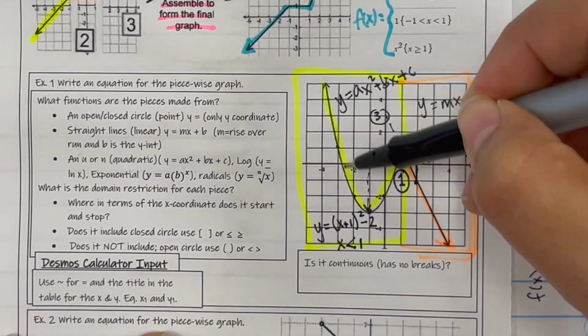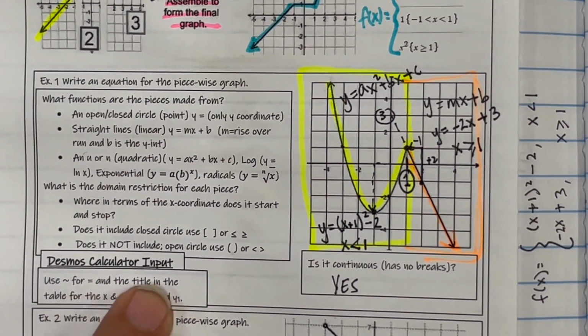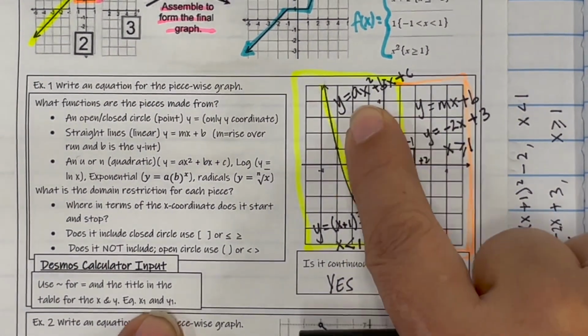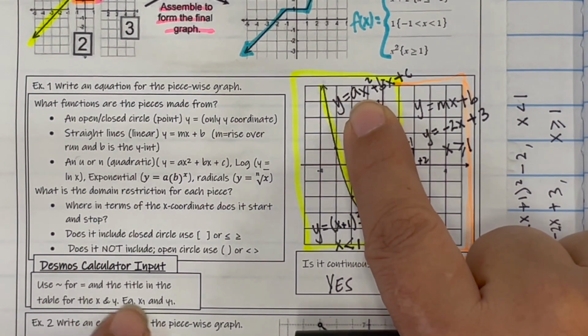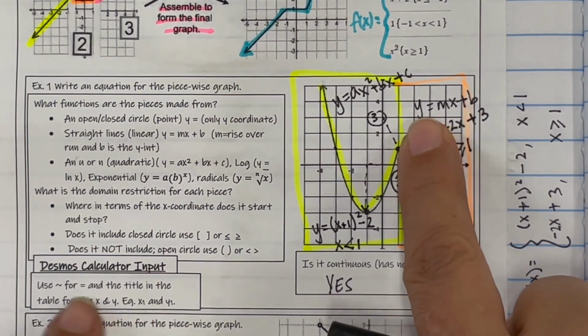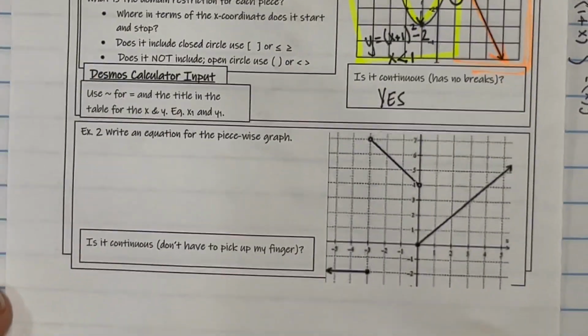All right, is it continuous? That means, do I have any breaks? I don't have any breaks, so yes, it is continuous. If you were given the Desmos calculator, you can use the squiggly line instead of the equal sign, and x1 anytime you see x. So you'd write down the whole equation. Instead of the equal sign, put the squiggly line, and instead of x, you'd put x1, for both equations.